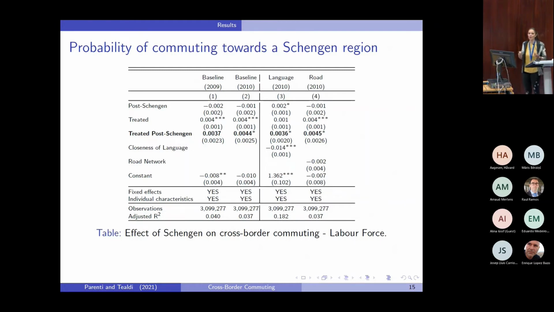Because if you think about it, in our sample there are a lot of people that are employed in their countries, and we also have unemployed people. So, to decide to start to be a cross-border commuter, you need time, especially if you are not already used to being a commuter. So we interpret this as a delayed effect because people have to reallocate in some way. When we control for border closeness and language, we find the result to be still significant, as well as when we control for road network, which is very usual in the commuting literature.